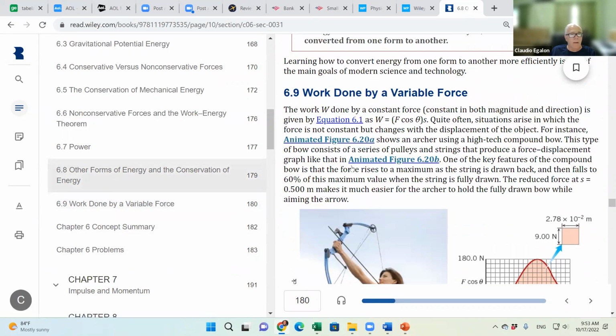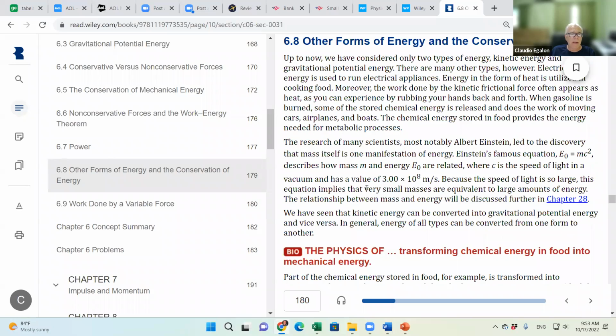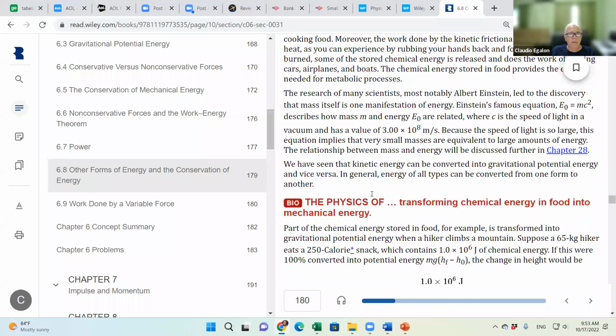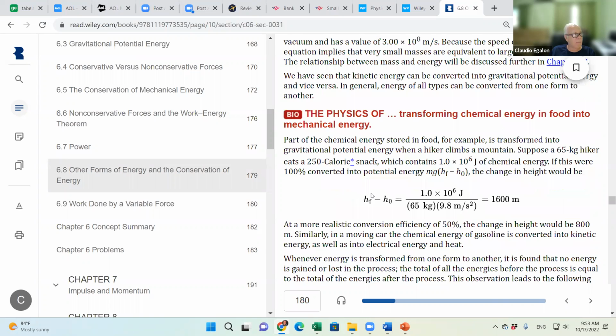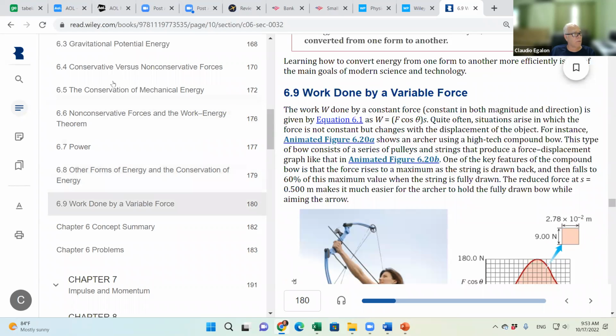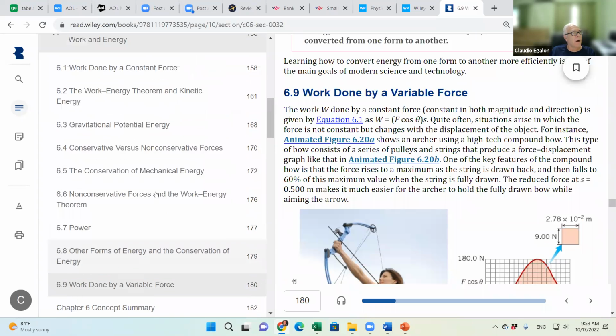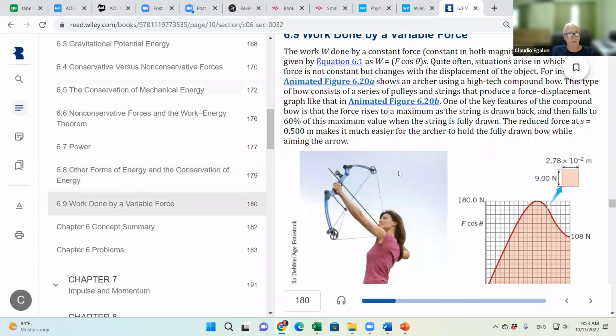6.9. Let's see, 6.8. You might want to do that. It's not much new here. I don't know why they put that in a separate section, but we're going to do work by a variable force. So we're going to do everything here, all the sections in this chapter, okay? Work done by a variable force as well.